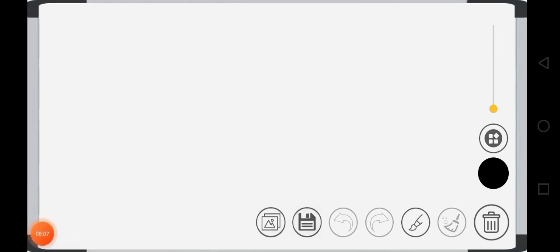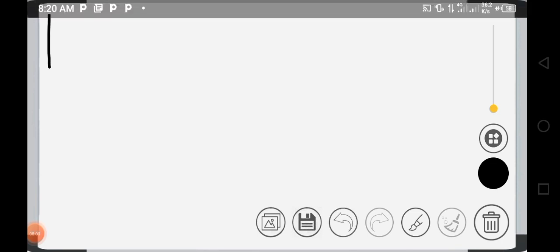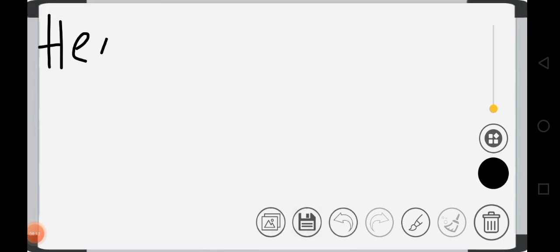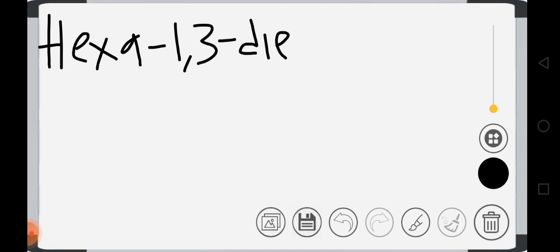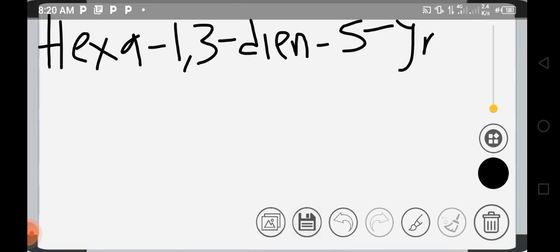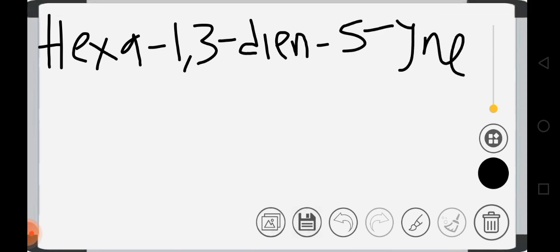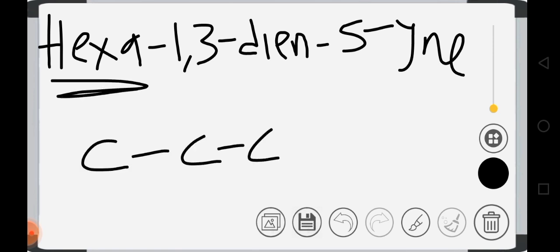Now, if I ask you to draw hexa-1,3-dien-5-yne, will you be able to draw it? It's a very simple thing. Hexane is the parent name. 6 carbon atoms. 1, 2, 3, 4, 5, 6.